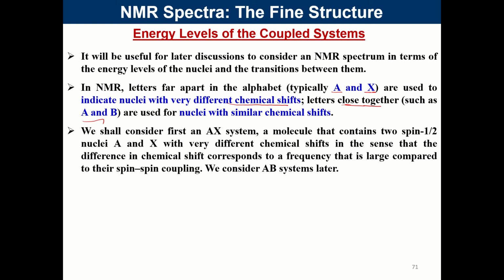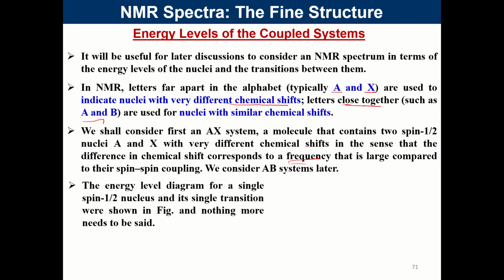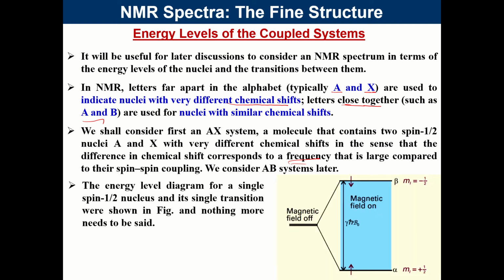Of course, the two chemical shift values mean that they come into resonance at different frequencies. They have different Larmor precessional frequencies. So this was for the single system that we considered. If we had one nucleus and the field applied, this was the separation that we obtained.